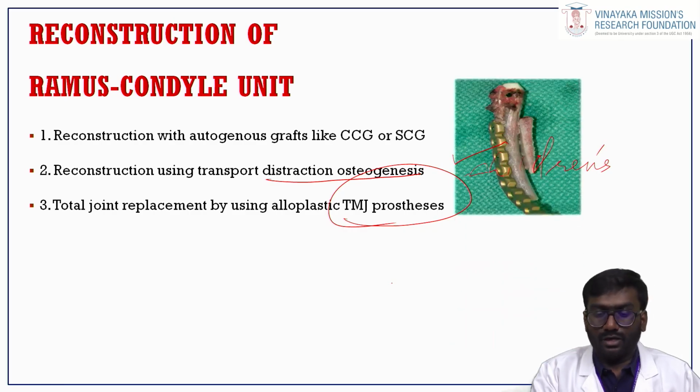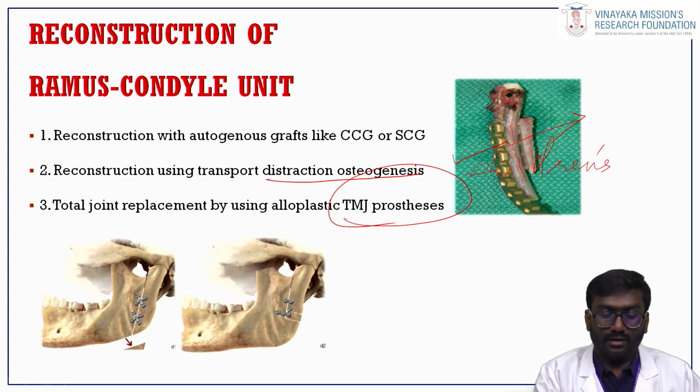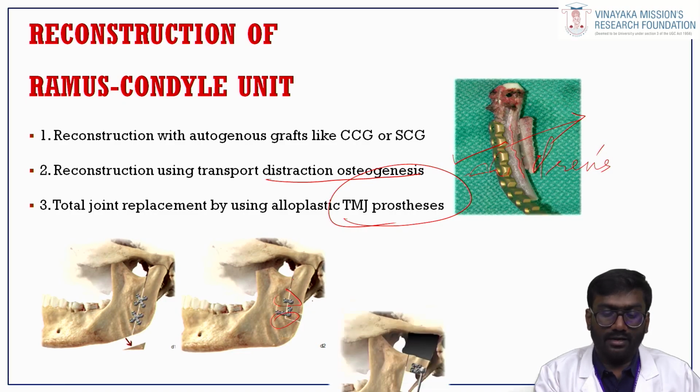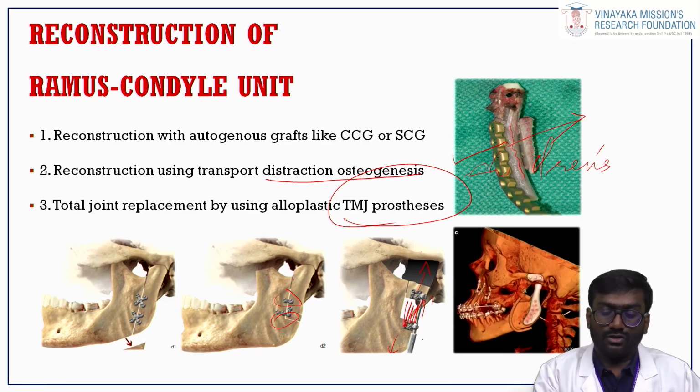This is the costochondral graft with a plate. You can see this is the bony part and you have a plate attached, which will be attached to the ramus of the mandible. And this is about distraction. You have distractors which are attached. You give a bony cut, you have two plates. Later when activated, these segments move in opposite directions and you have bone formation happening. This is called distraction osteogenesis.